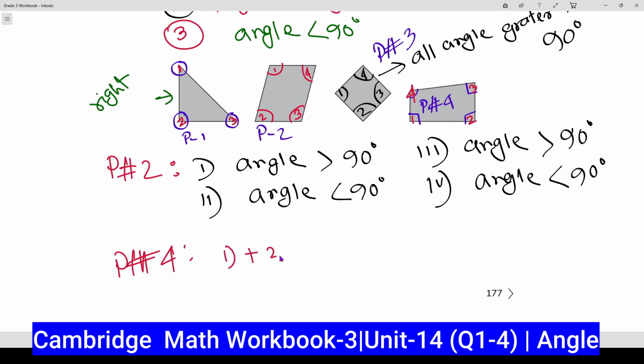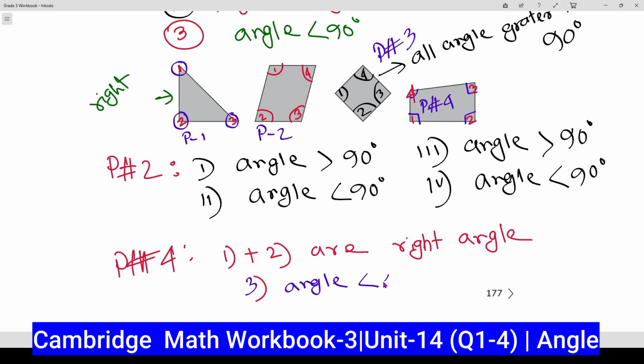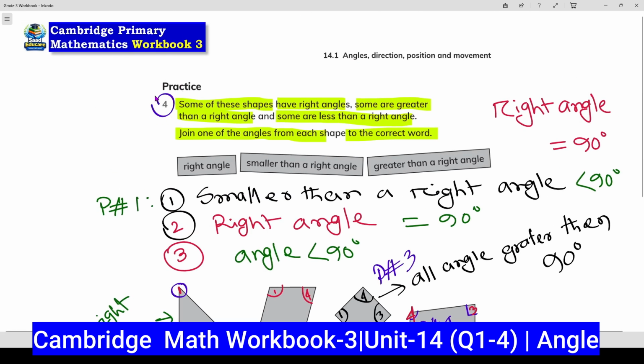So 1 plus 2 are right angles. 3, we can write this way: 3, it's an angle less than 90 degrees. 4, angle greater than 90 degrees. Okay, so practice question 4 done.